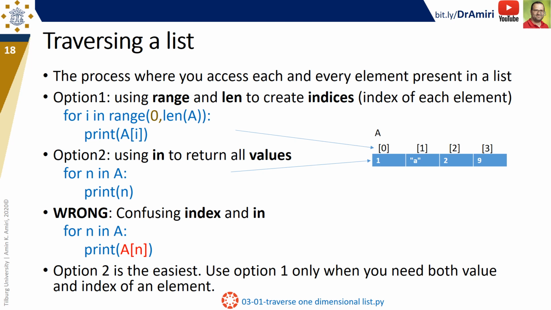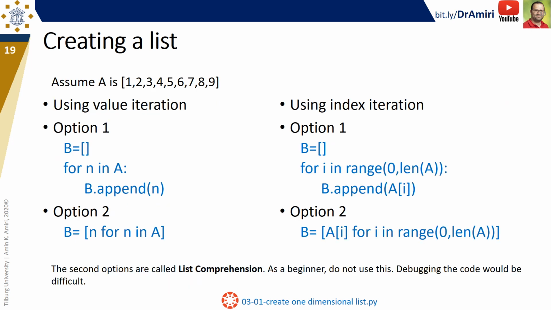The easiest option is option 2. So try to use that almost all the time, unless you need both values and indices of elements. Then you have to go for option 1.